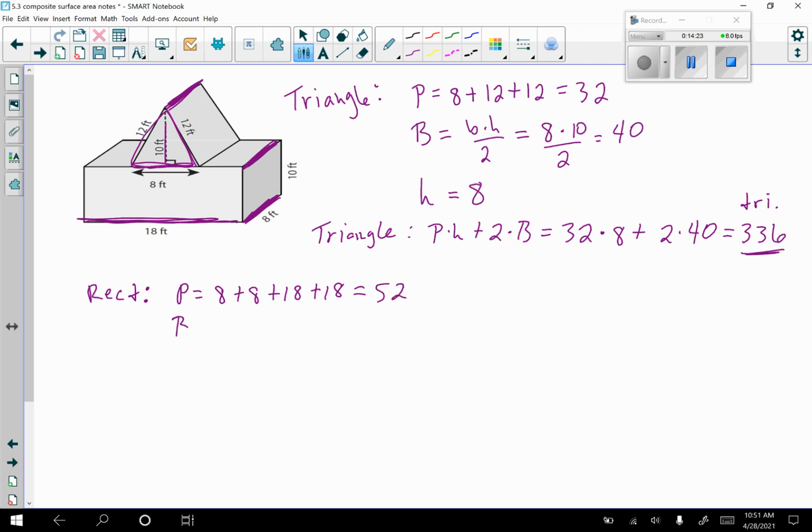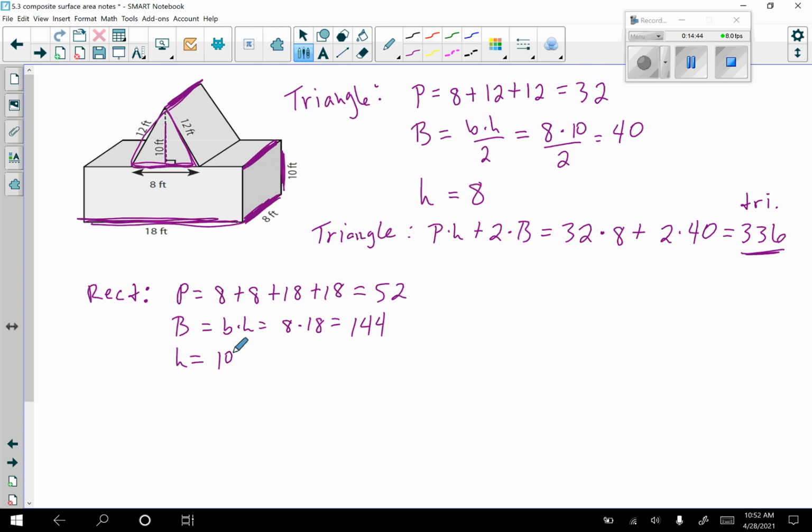Okay, the area of the base. The area of our base, it's 8 by 18, is base times height. So 8 by 18. So 18 times 8 is going to be 144. So that's the area of our base, and then the height of our prism is 10.